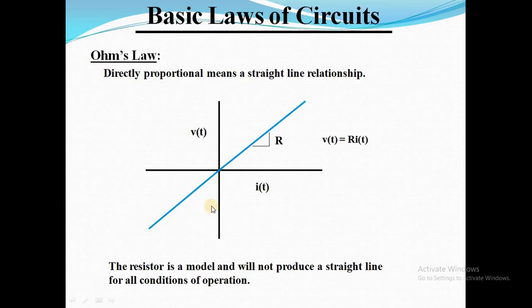Next are the basic laws of the circuit. Ohm's law, directly proportional, means a straight line relationship. So this is V of t, I of t, where V of t is equal to R into I of t. The resistor is a model and will not produce a straight line for all conditions of operation.